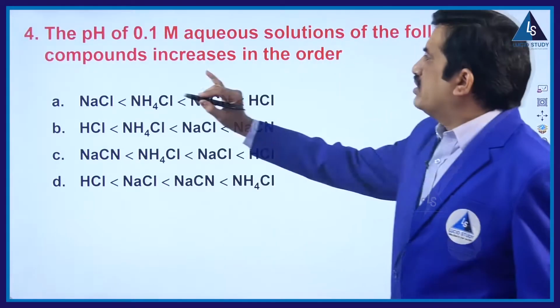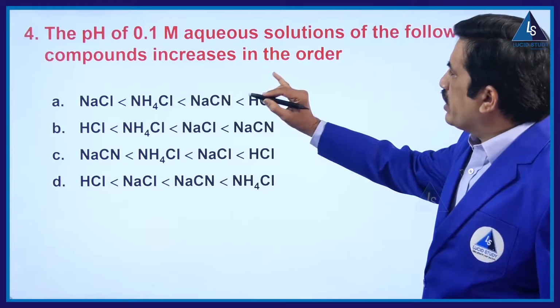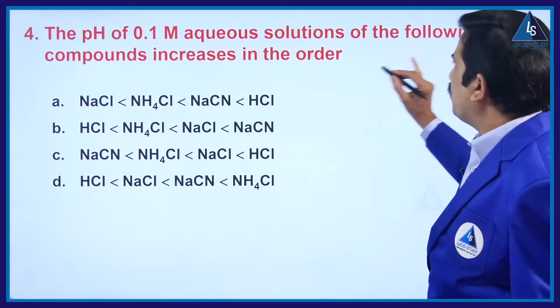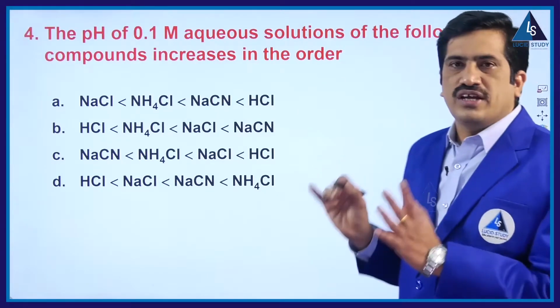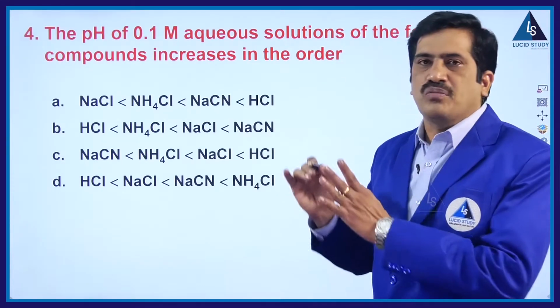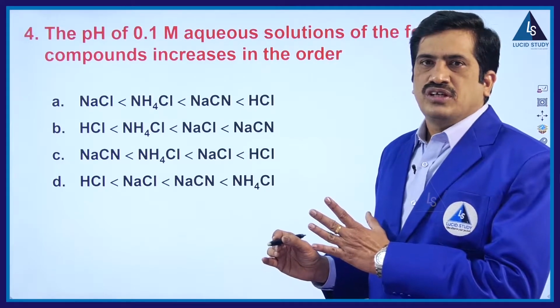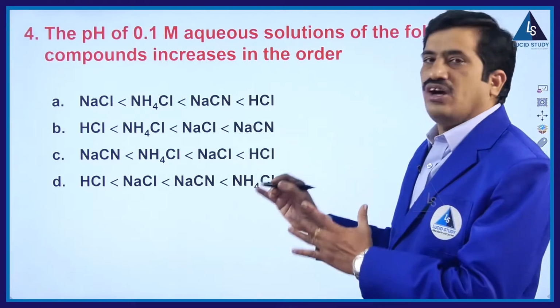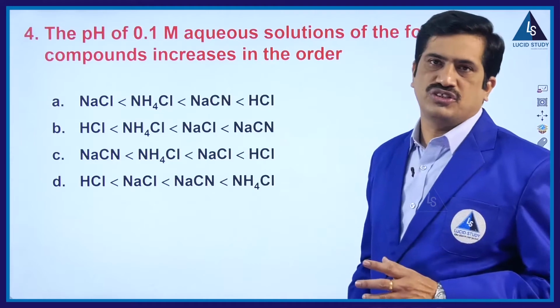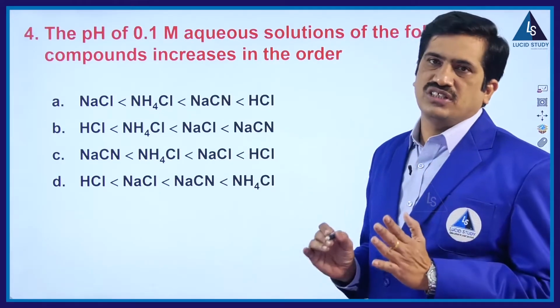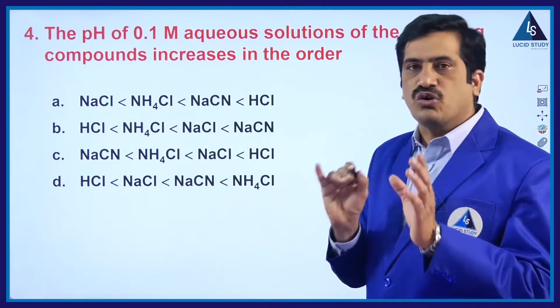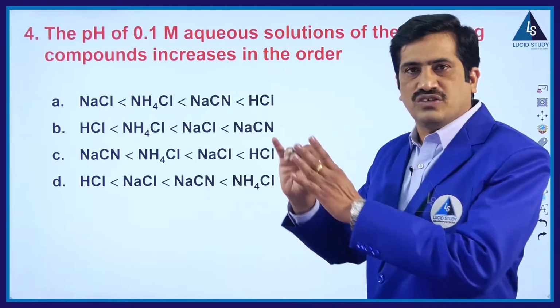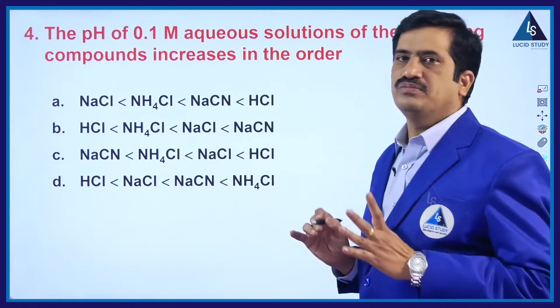Question number 4. The pH of 0.1 M aqueous solutions of the following compounds increases in the order of. So here the 4 different compounds are given. Then what is the correct increasing order of pH of the solutions? Here the given condition is that all the 4 solutions have the same concentration, that is 0.1 M. Concentration of all the solutions is the same.